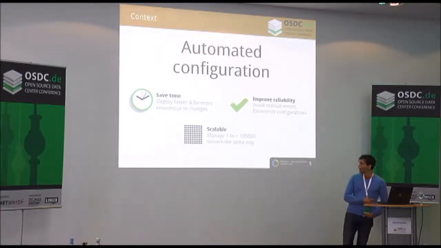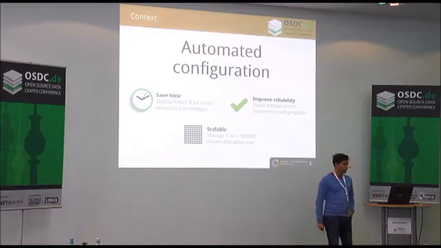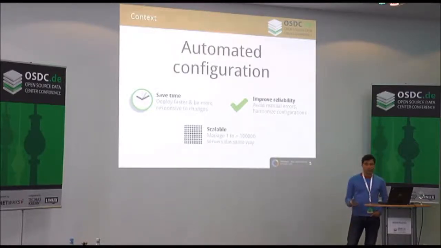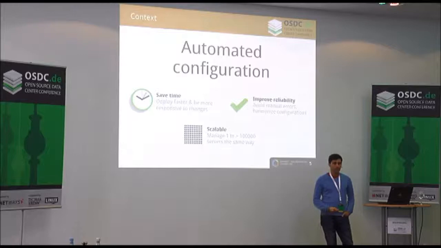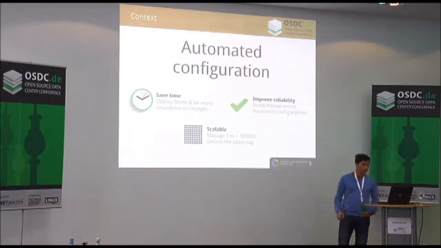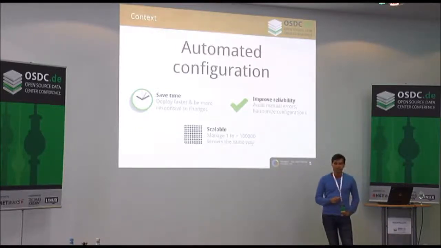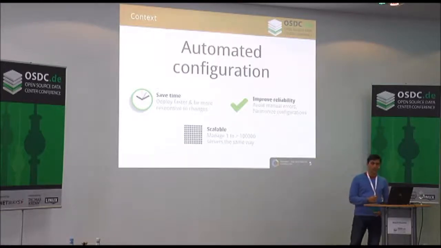Rudder is an automated configuration tool, like Puppet, Chef, and a lot of other ones. So you know the benefits of using one. You can deploy faster. You can be more responsive. You can manage a lot of machines with the same configuration tool, and so you can scale easily. And you can improve reliability, which means that errors are tracked, and so you can see why and when there has been an error.